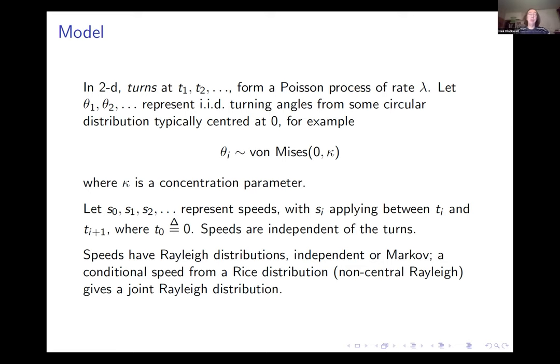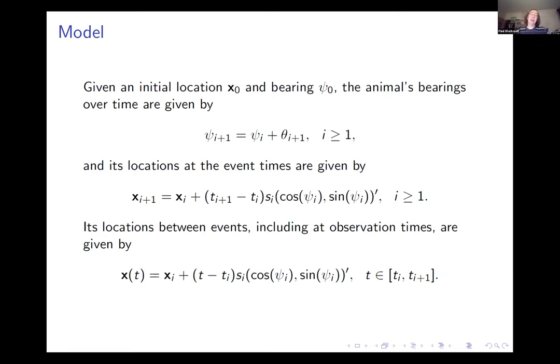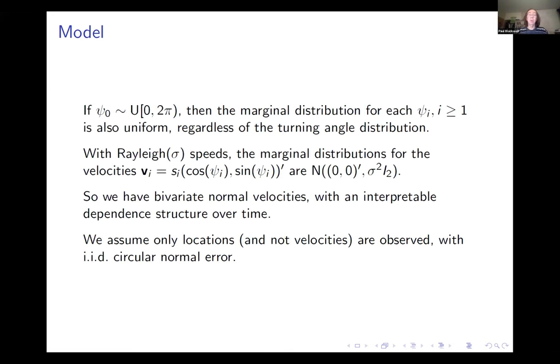So if we set up a 2D model in that way, it's then very easy to work out the bearings, which are just the cumulative sum of the turning angles. And then we can get the locations at any given time with a little bit of straightforward trigonometry. Now, assuming that we start with a uniform distribution over the bearing, then the future marginal distributions for bearings will all be uniform.